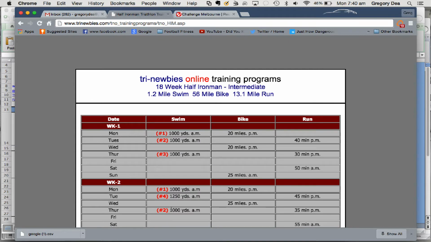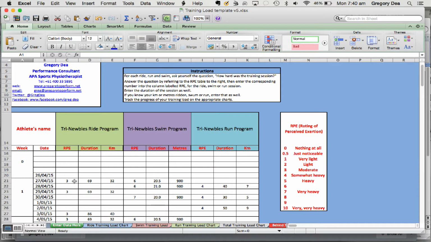I took that program, and I took the meterage for the swim and the distance for the bike, and also the time for the run, and I populated that into numerical format into the spreadsheet. And what that does is completes all of the data to produce a predictive chart for the next 18 weeks. I estimated the speed for the running and the swimming and the riding based on somebody who was progressing towards a ride in a half Ironman distance of around about 2 hours 26, which would have placed you 100th in the Challenge Melbourne half Ironman in 2015.